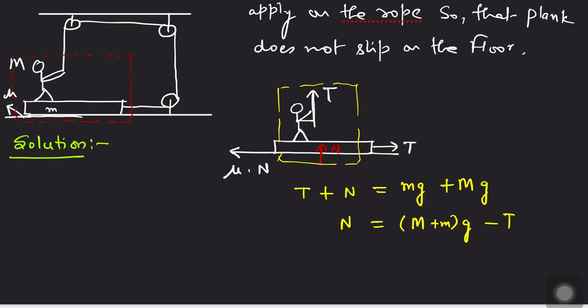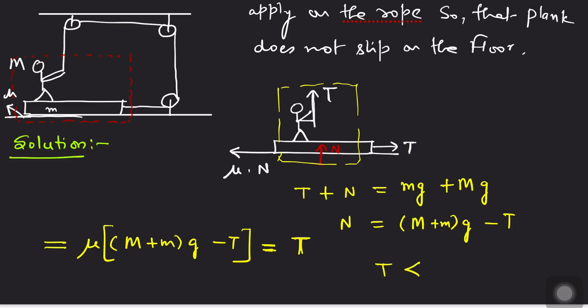Now I can write the maximum friction force that would be acting in the backward direction: that would be μ into (M plus m) g minus T. This will be your friction force. And of course, this should balance the tension force that is acting in the forward direction. It means tension should be less than or equal to the friction available.